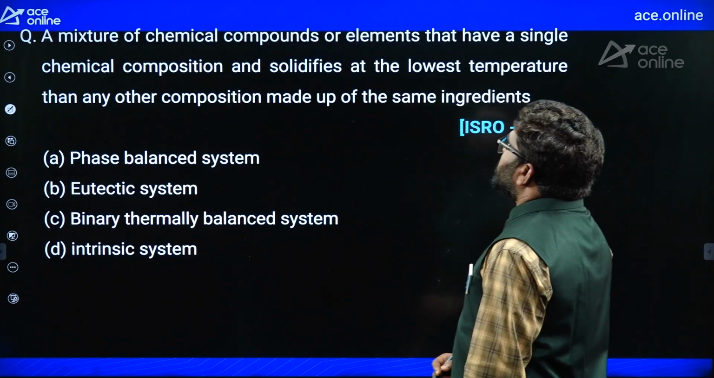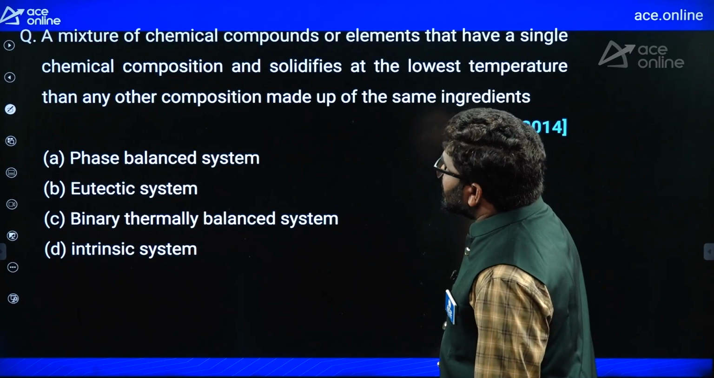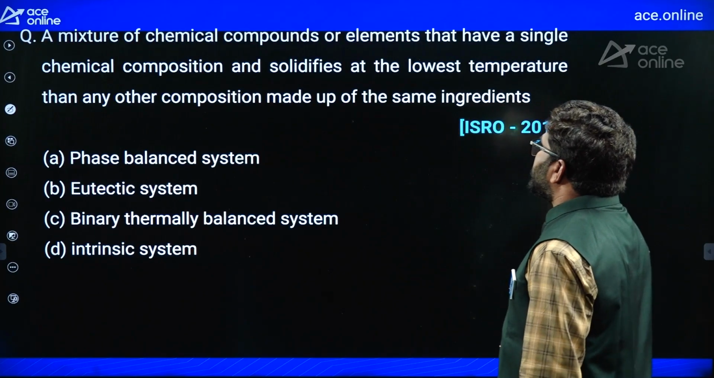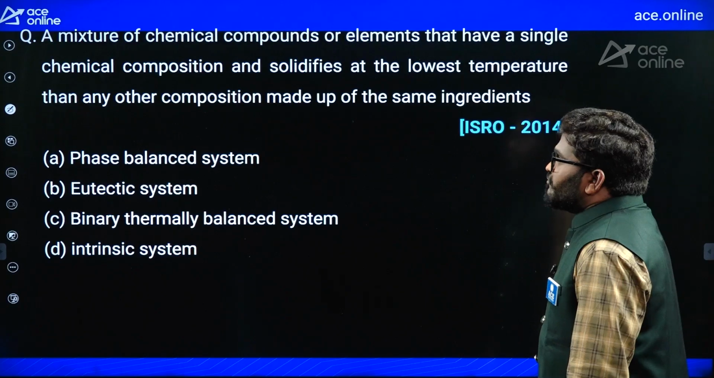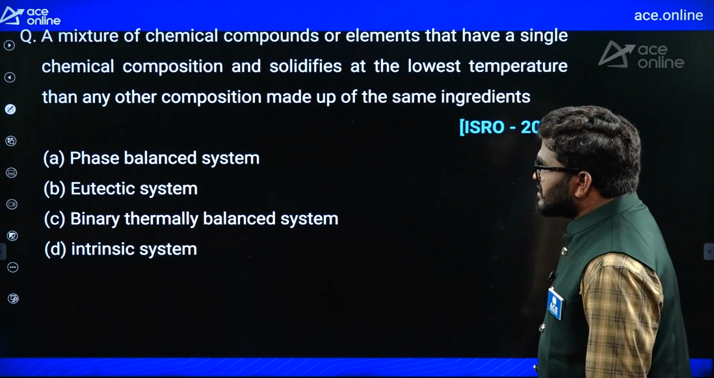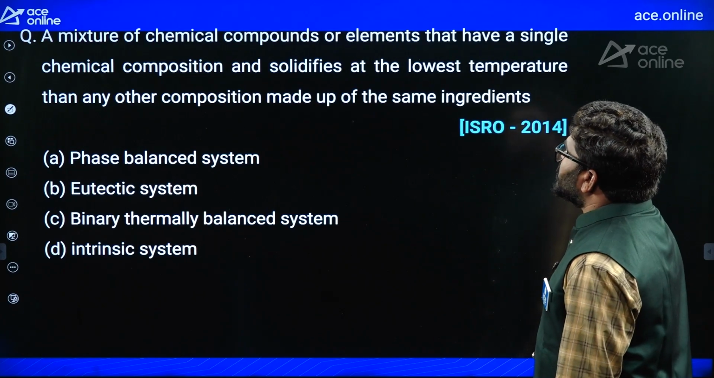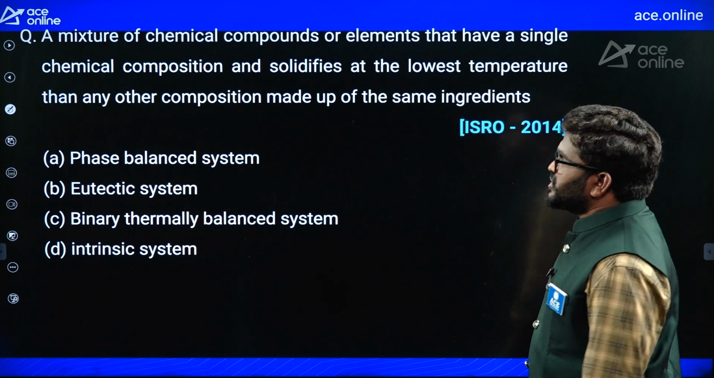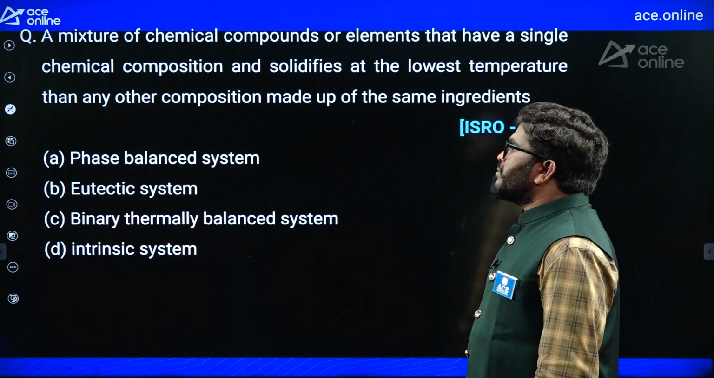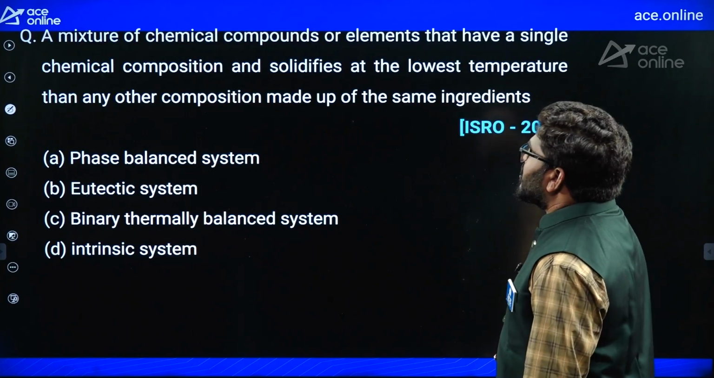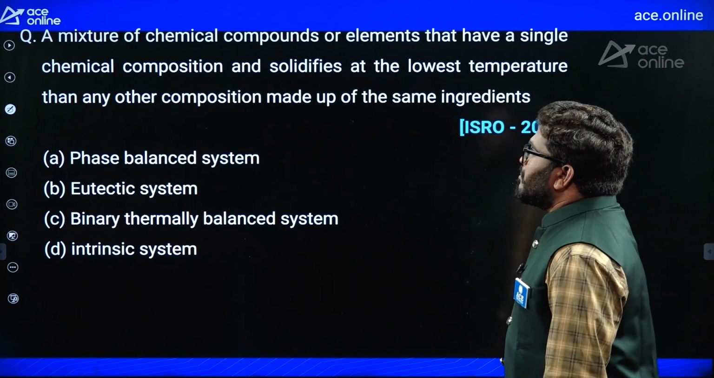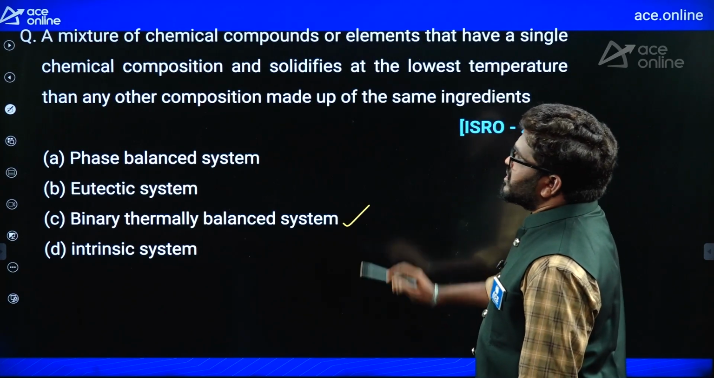Now, a mixture of chemical compounds or elements that have single chemical composition and solidifies at the lowest temperature than any other composition made up of the same ingredients. Options: phase balanced system, eutectic system, binary, thermally balanced system, intrinsic system. See, it solidifies at lowest temperature than any other composition of the same ingredients, we can say binary thermally balanced system, you can say.